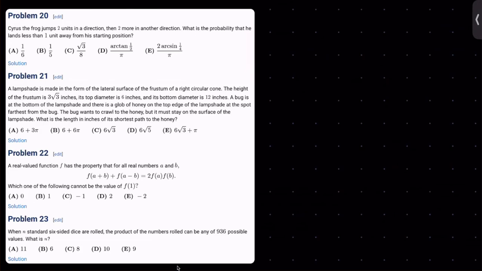Hi everyone, today let's solve some problems from the 2023 AMC 12B. Let's start with problem 20.